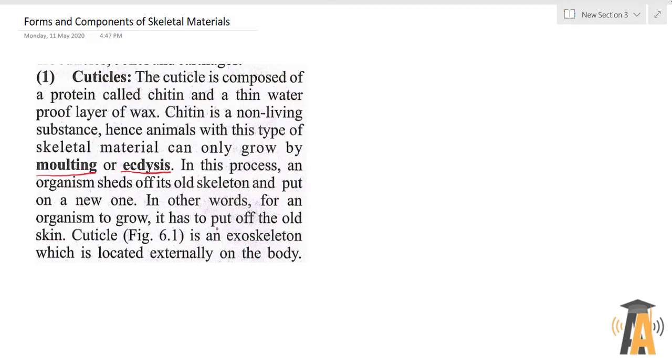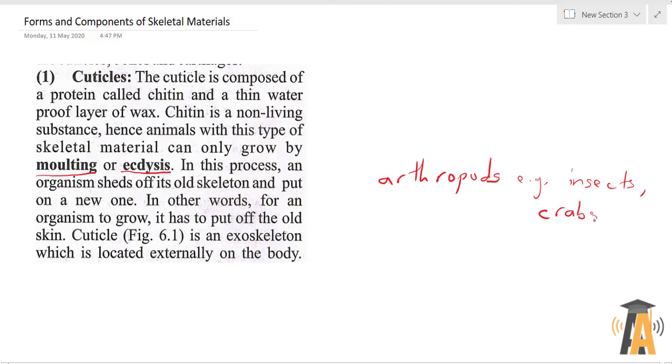Examples of organisms with this type of skeletal material are mainly arthropods. Examples of these are insects. You have insects, you have crabs, you have scorpions, and etc. So these organisms are made up of cuticle.